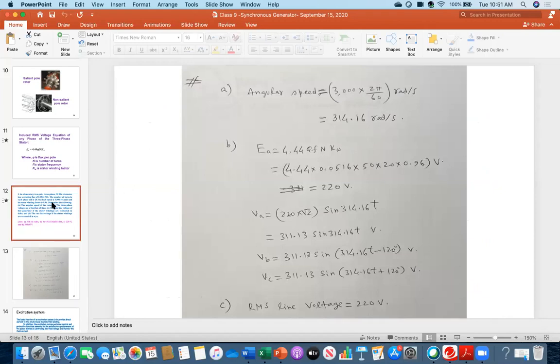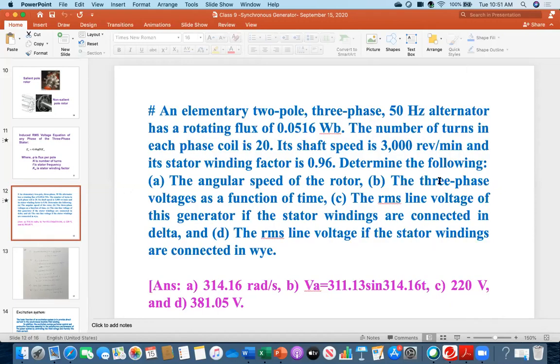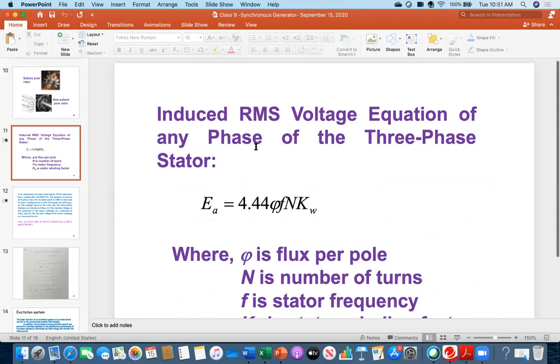Now, the second part was to find out the three-phase voltages as a function of time. Three-phase voltage means find out VA, VB, VC, and express them as time domain functions. That is the meaning. So just now we looked at this equation. You see this one. This equation is for any phase, for example, for phase A, and that is the induced RMS voltage equation.